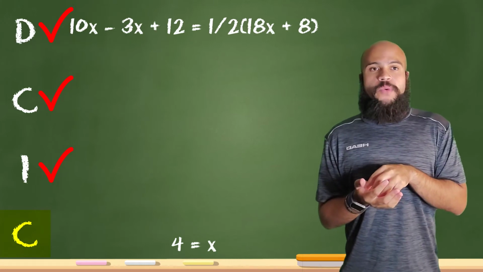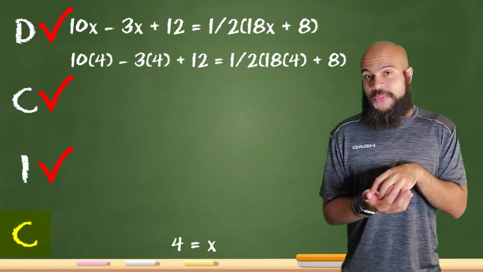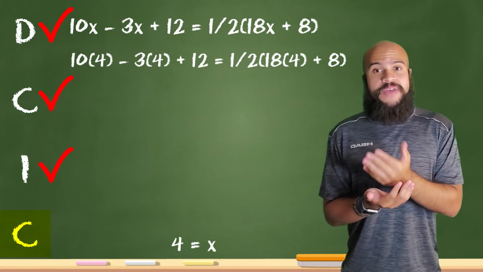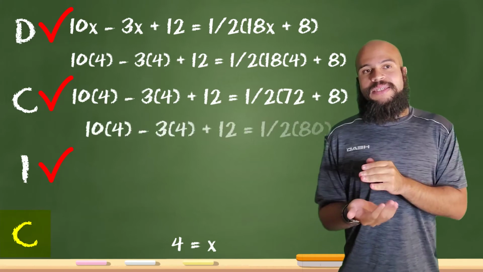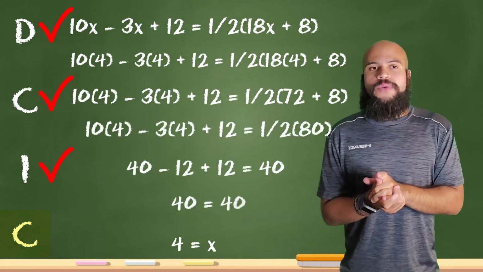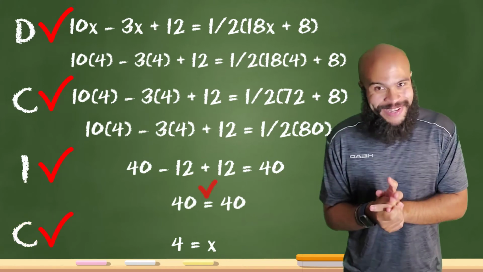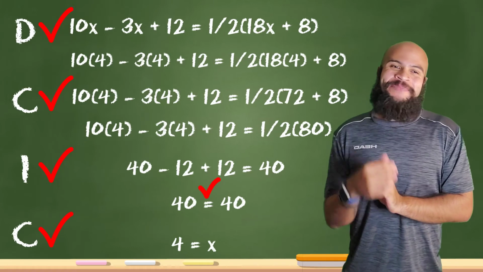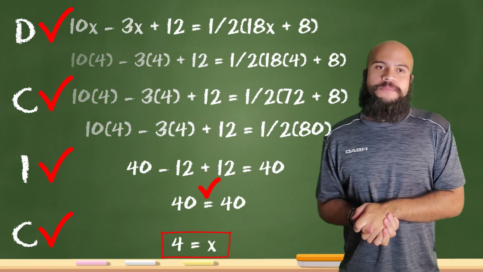When I substitute 4 in for x in all 3 locations, because remember it needs to go in anywhere there's an x, and then evaluate using order of operations, I am left with the left side of my equation equaling 40. And I am also left with the right side of my equation equaling 40. So indeed, the correct answer is x equals 4.